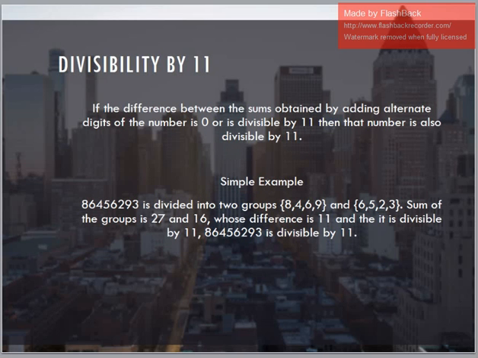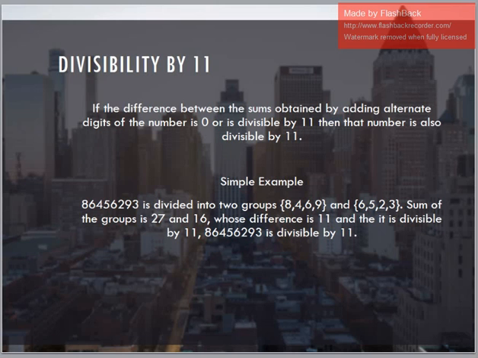So, divisibility by 11. If the difference between the sums obtained by adding alternate digits of the number is 0 or is divisible by 11, then that number is also divisible by 11. So, para mas madaling maintindihan ulit, for example, merong given na ito, babasahin natin 86,456,293, which is divided into two groups.